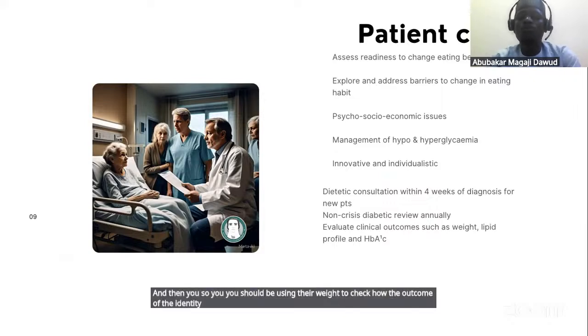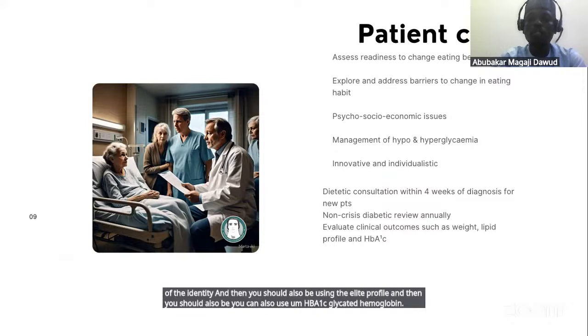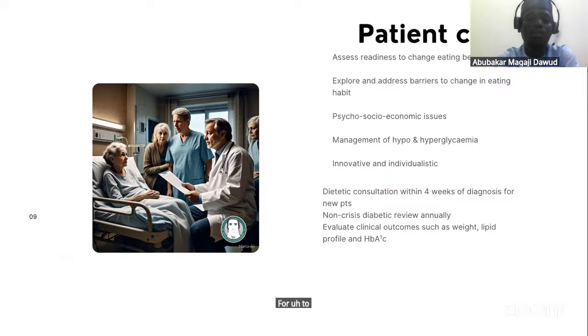And then you should also be using their lipid profile. And you can also use HbA1c, glycated hemoglobin, to understand how far they are and how good they are doing with their dieting.